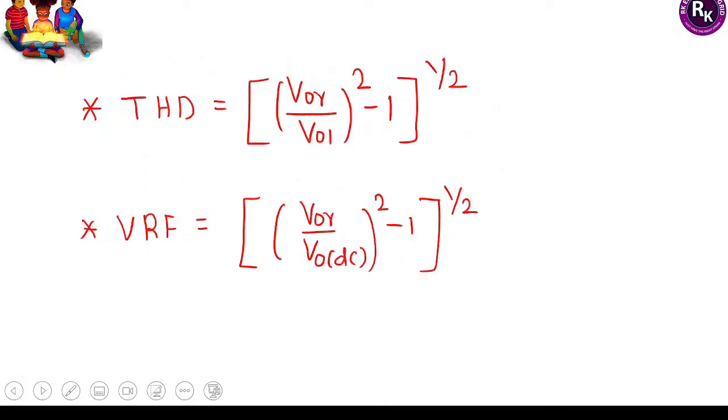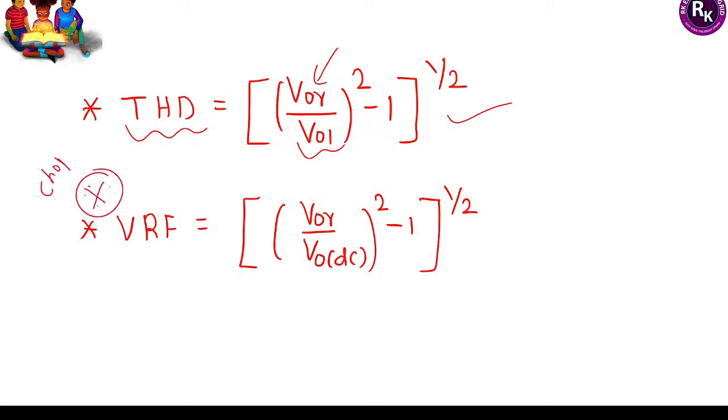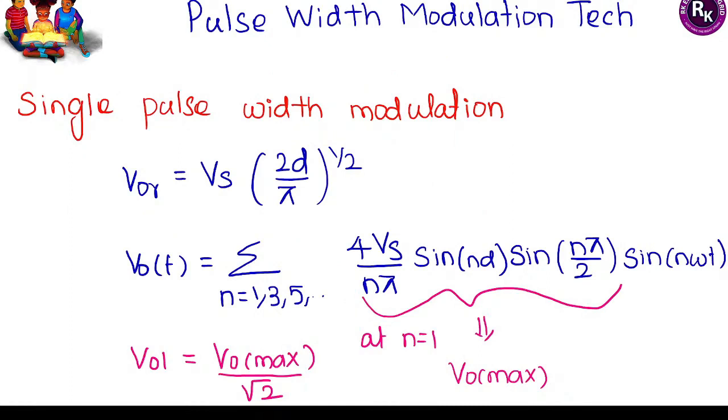Next, let us discuss some other factors about inverter. First one is the total harmonic distortion factor. Most important formula: we know total output RMS voltage divided by fundamental RMS voltage, whole square, minus 1, whole power 1 by 2. And voltage ripple factor. This formula you will often use in the case of chopper circuit. In chopper, you will be asked to calculate the value of voltage ripple factor. So in that case, output RMS divided by output DC voltage, square, minus 1, whole power 1 by 2. You can calculate the value of voltage ripple.